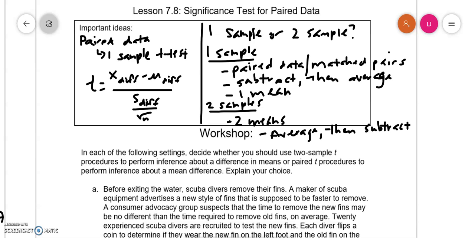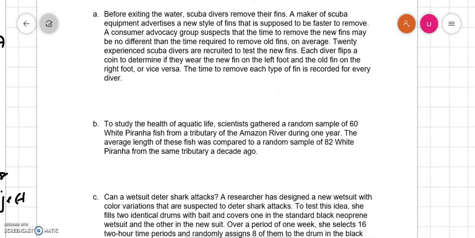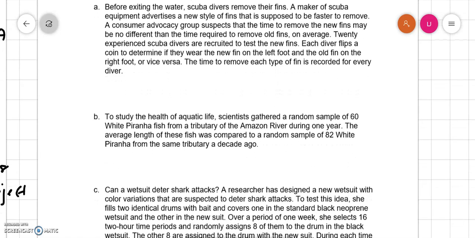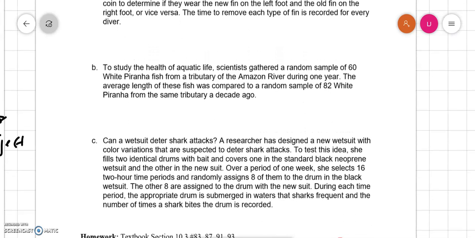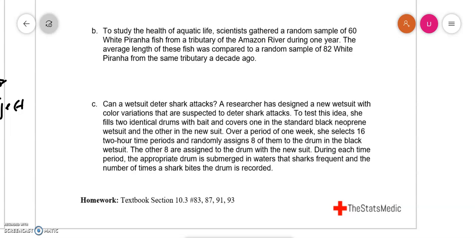So in the workshop actually are some questions that help you practice one sample versus two samples. So this is a really short workshop. There are 3 different situations. You have to explain whether this is a one sample test or one sample procedure versus a 2 sample procedure and how you know. So please make sure you do these 3 questions and then you have your textbook.